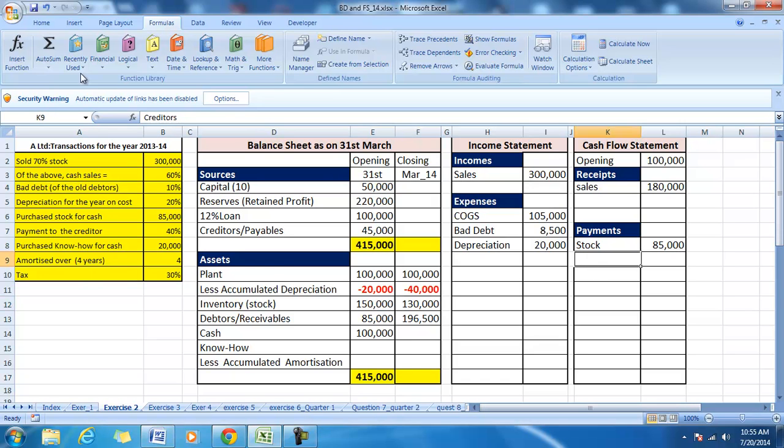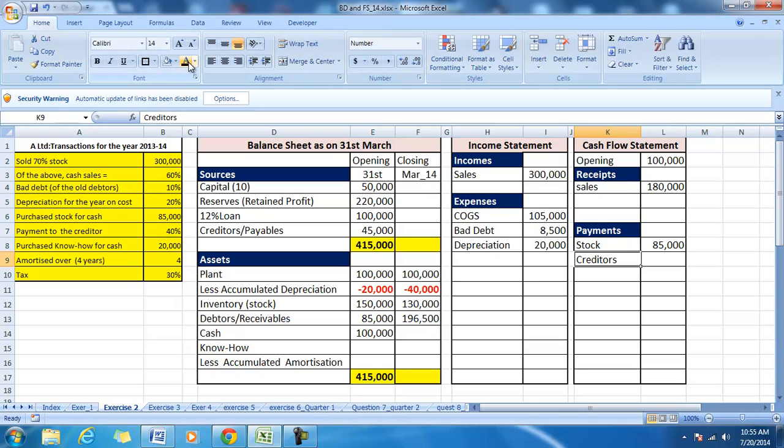Payment to the creditor. You made a payment to the creditor, and 40% of the money due to the creditors was paid during this period. Creditors were 45,000. And this payment is not an expense but a reduction in the liabilities, and the liability here is the creditor.